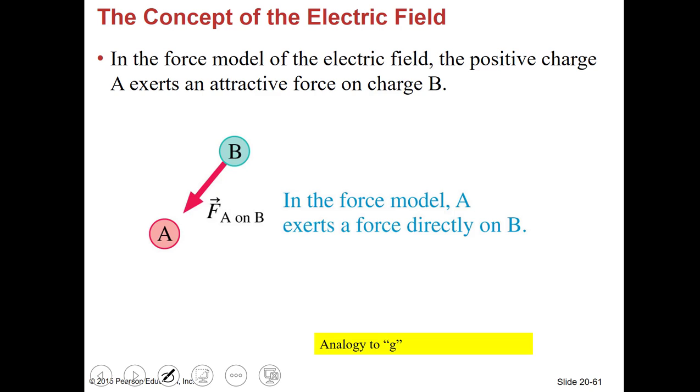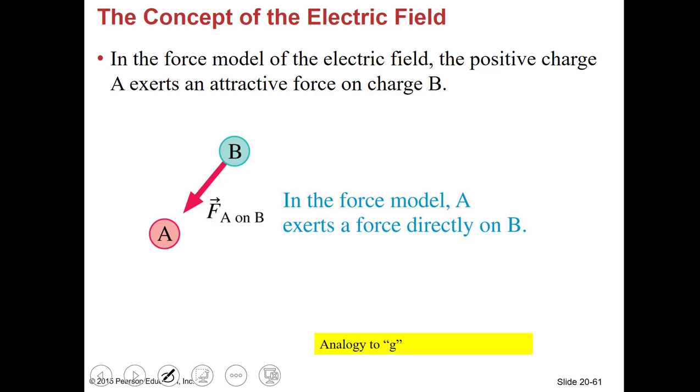So in the force model of the electric field, that's what we were talking about previously, the positive charge is attracted to B here. The thing about electricity, it's a little trickier than gravity. A gravitational field is always attractive. With electricity, you could have attractive or repulsive.